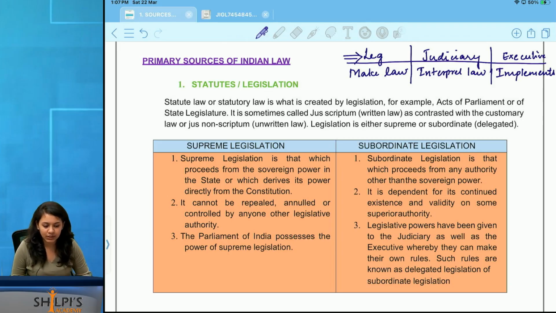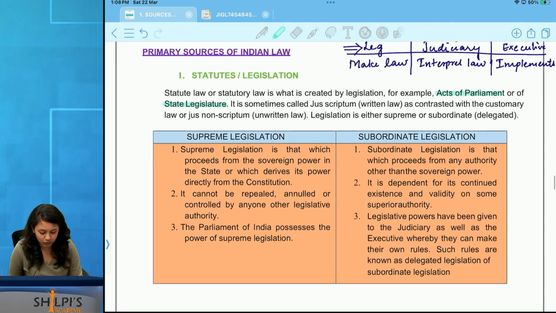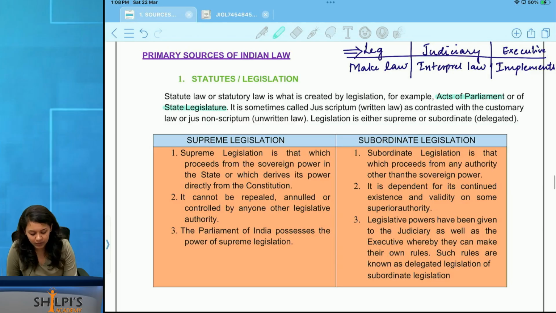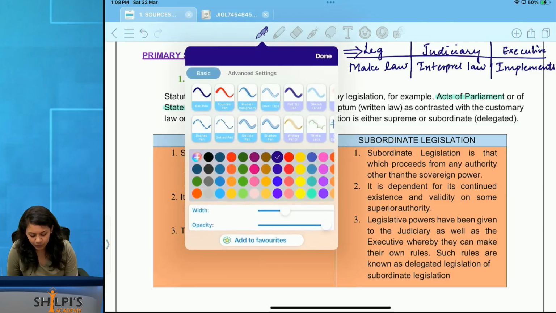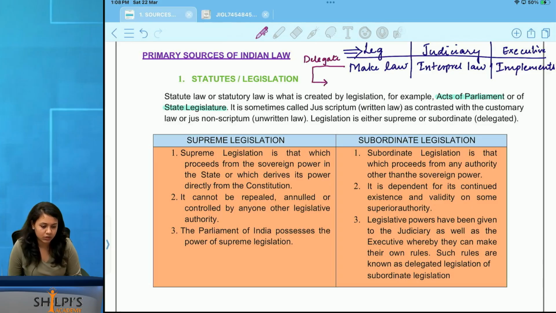The legislature creates laws, or the legislature consists of the parliament or even the state legislature. We have the parliament making laws for the entire country, whereas the state legislature makes laws for our respective states. But sometimes it is not just the legislature which is capable of making the law, but the legislature may end up delegating this authority to a third person or some other person. We'll call this the ability to delegate to certain other authorities.